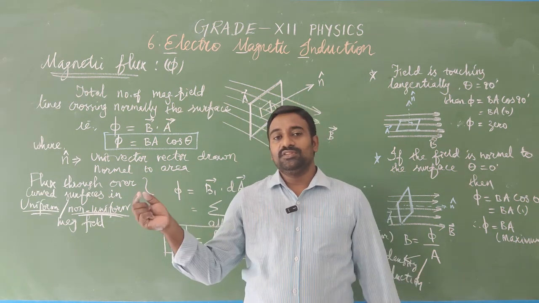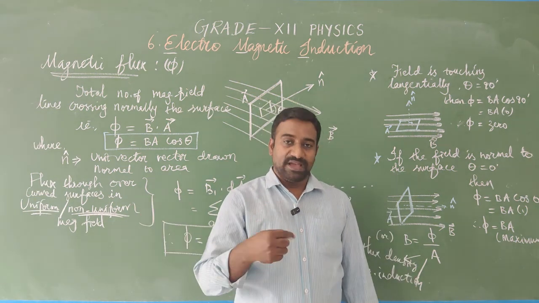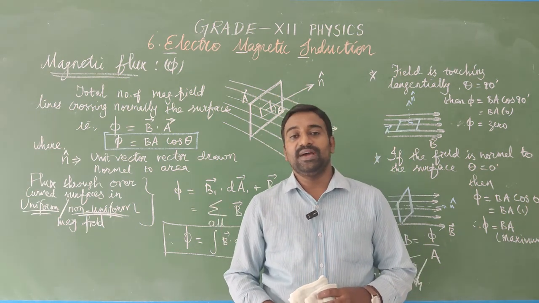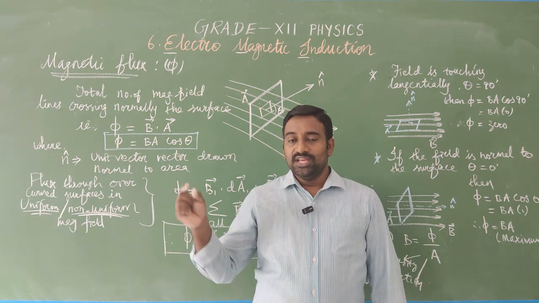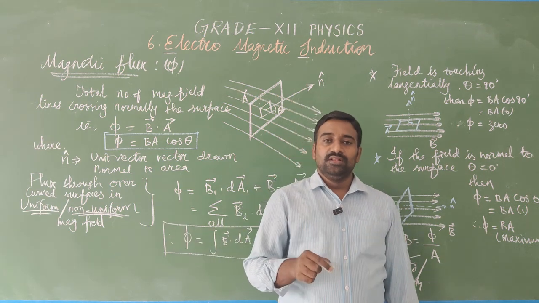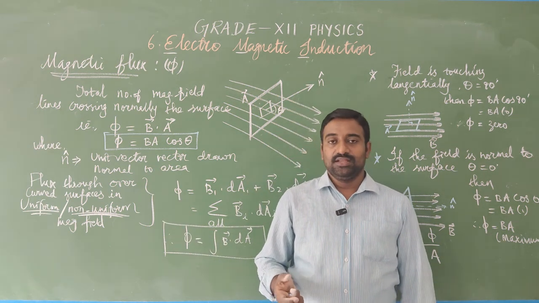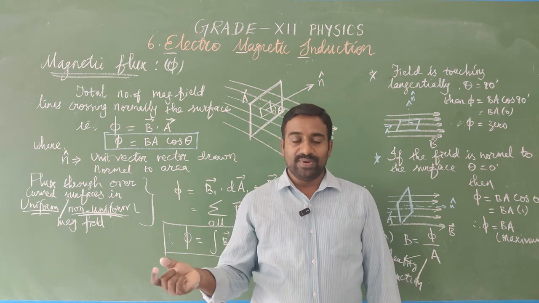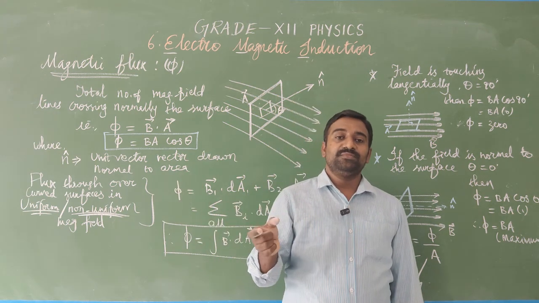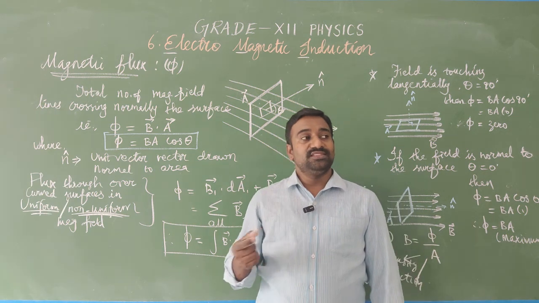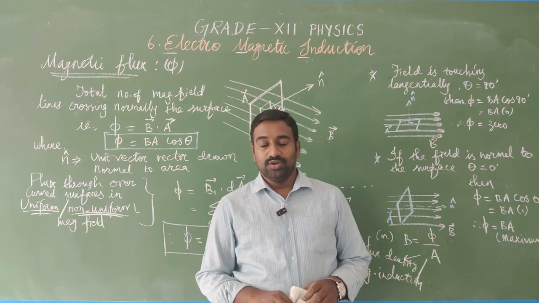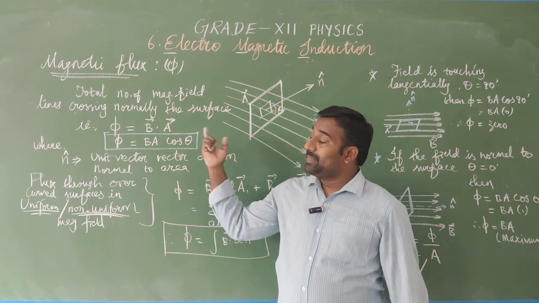We know a moving charge produces a magnetic field, like an electron. If an electron moves in a conductor, that produces a magnetic field. In the same way, if a magnet moves in a coil, will it produce a current? Yes. Either the magnet should move into the coil or the coil should move into the magnet. By this relative motion between the magnet and coil, the current is induced, and this process is called electromagnetic induction.